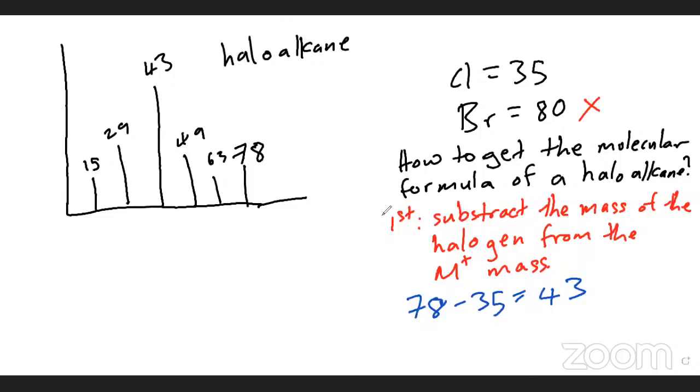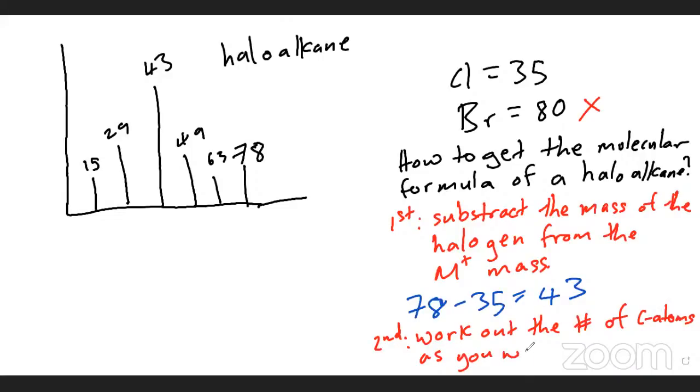So you subtract the mass of your halogen from the mass of the molecular ion. Secondly, how do we work out the number of carbons when it's a fragment? Divide it by 12. So 43 divided by 12, we would get 3.6. Should we round it off? No, just leave it at the whole number. So it has 3 carbons, right?